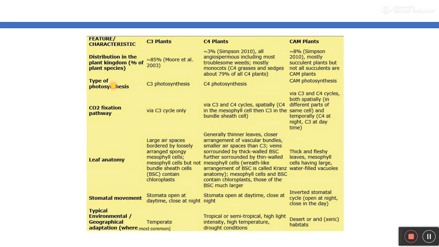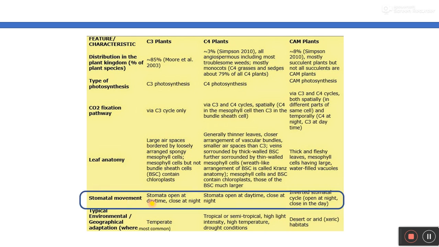So the main difference between C3, C4 and CAM plants is based on their stomatal movement. In both C3 and C4 plants, stomata open at daytime and close at night. But in CAM plants, stomata open at night and close in the day.